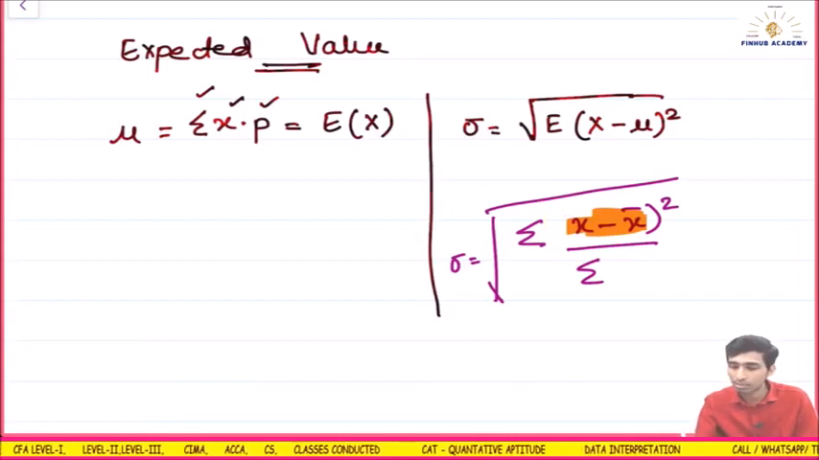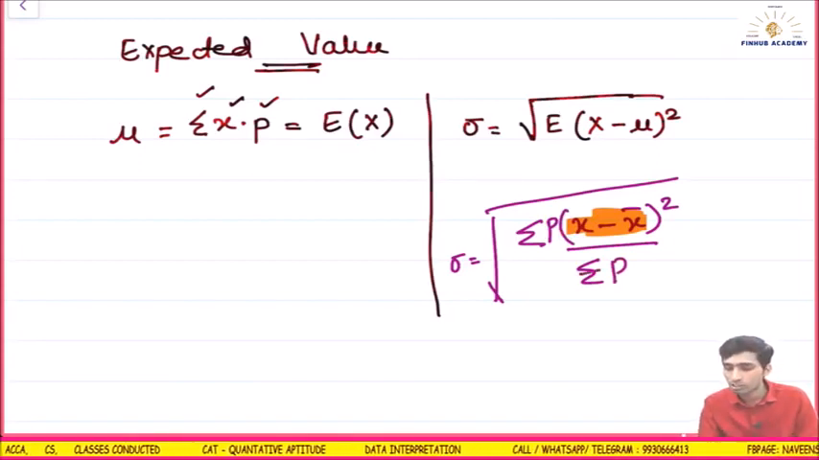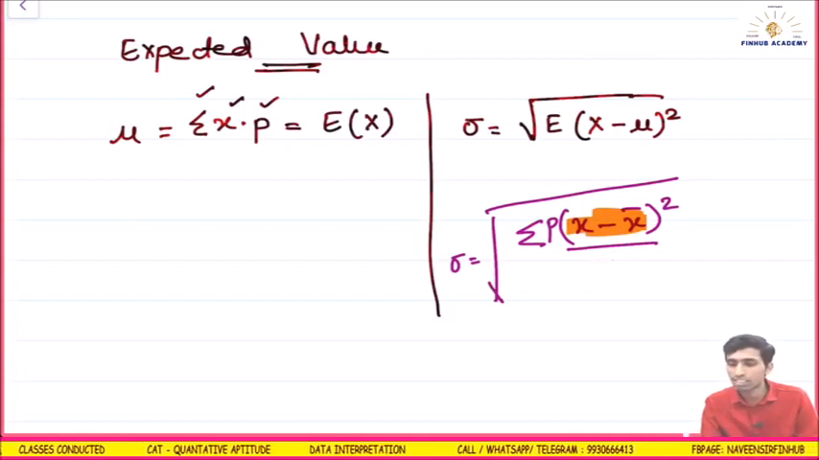So I will put here probability. Summation of p is what? Just now we saw the condition: summation of p is 1. So this also I'll remove, correct now.